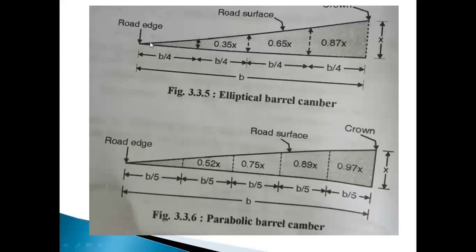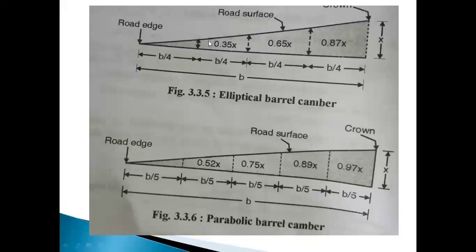From this straight line, we can easily draw an elliptical shape, that is, an elliptical camber. Now the width is b, and the height of the camber is x, then it can be divided like that. From the road edge it is 0.35x, then at the road surface 0.65x, and near the crown 0.87x, and the distances are b by 4, b by 4, b by 4, b by 4.